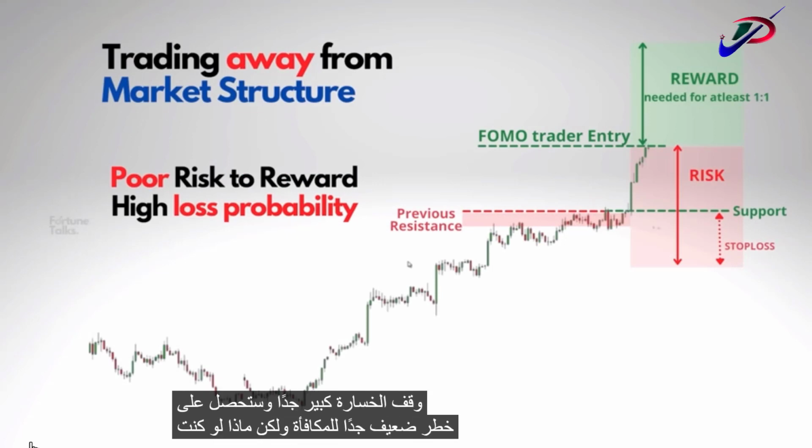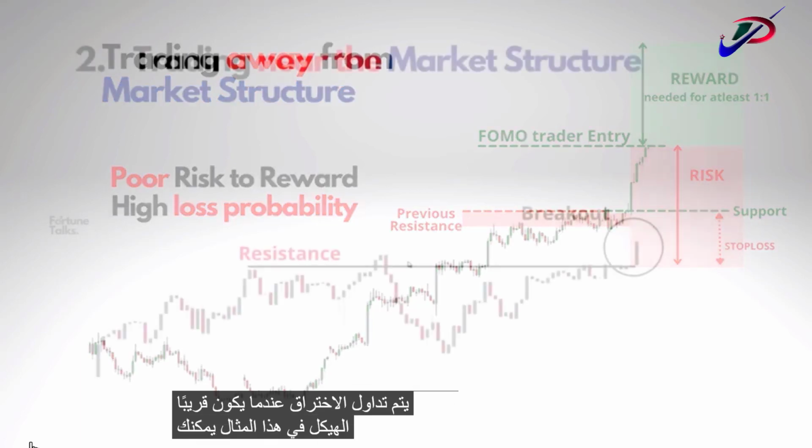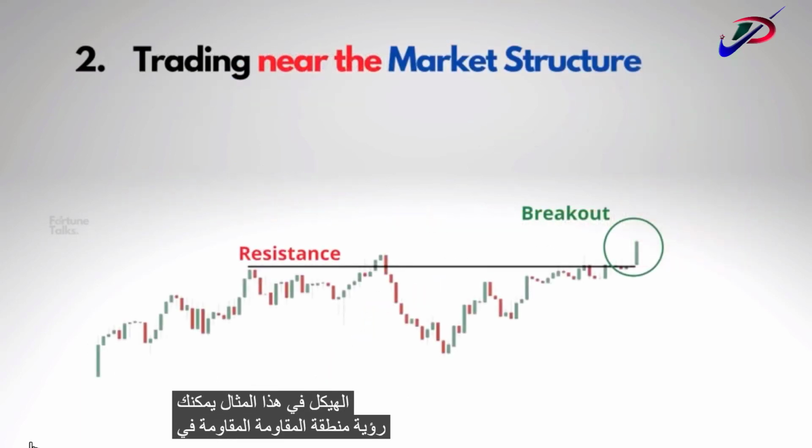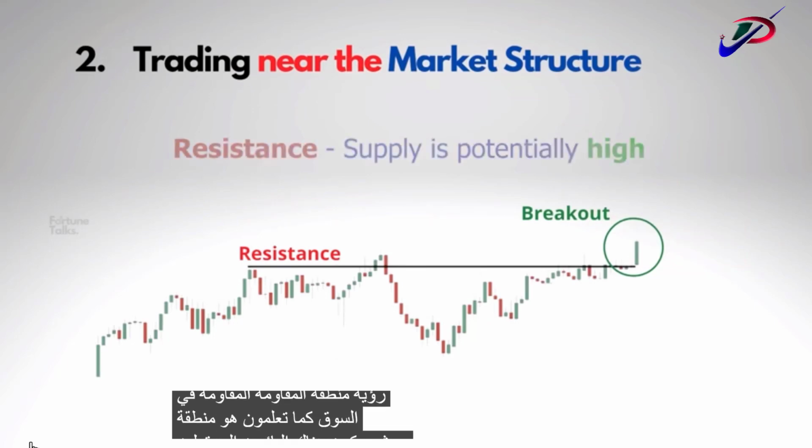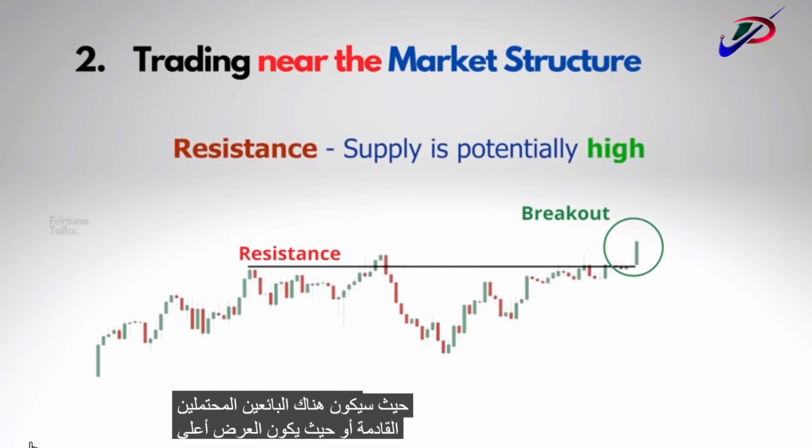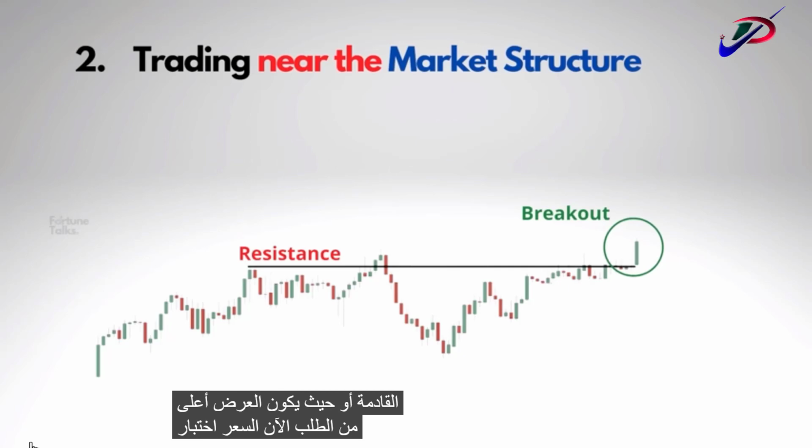But what if you are trading the breakout when it is near the structure? In this example, you can see an area of resistance. Resistance in a market, as you may know, is an area where there will be potential sellers coming in or where the supply is higher than the demand. Now the price tested the area of resistance and the price broke and closed above it. This is a breakout of resistance, which is slightly different from the breakout of a swing high as we have discussed earlier, because resistance is a much more respectable area in the chart, so the probability of the trade success in this case is higher.